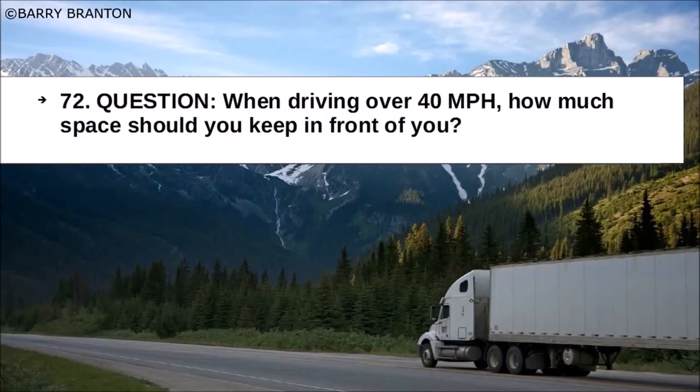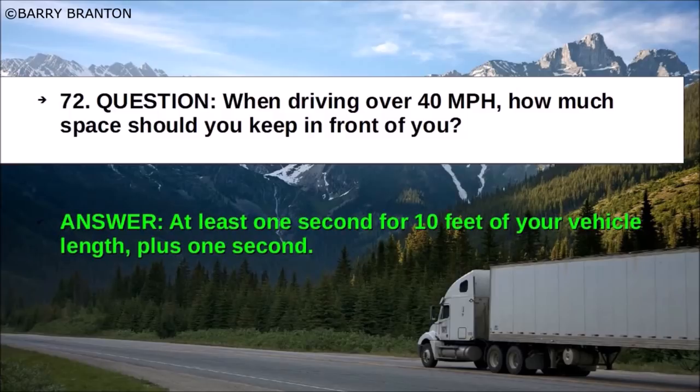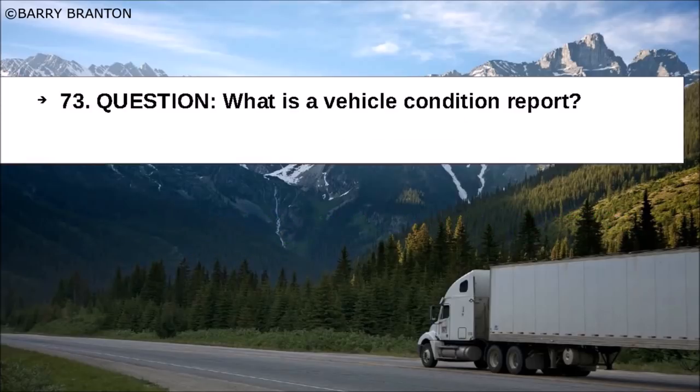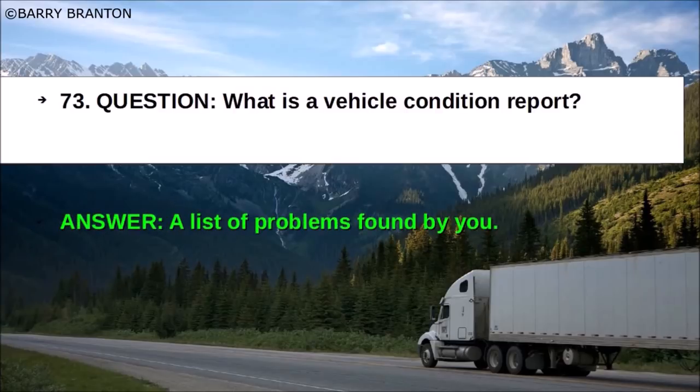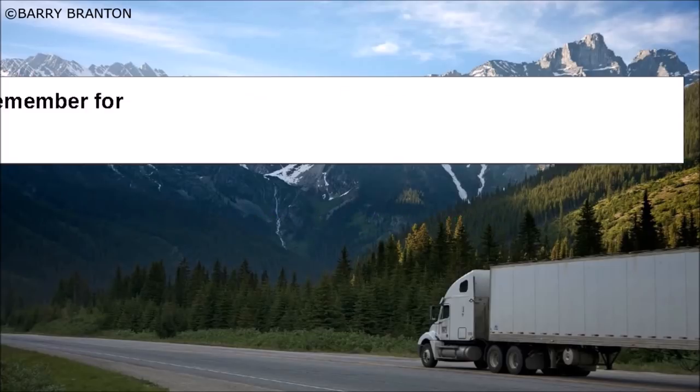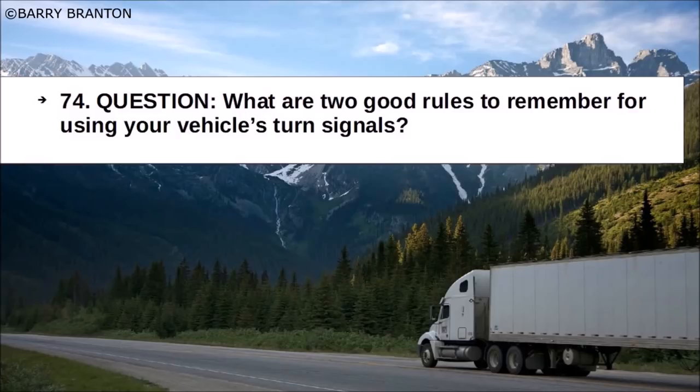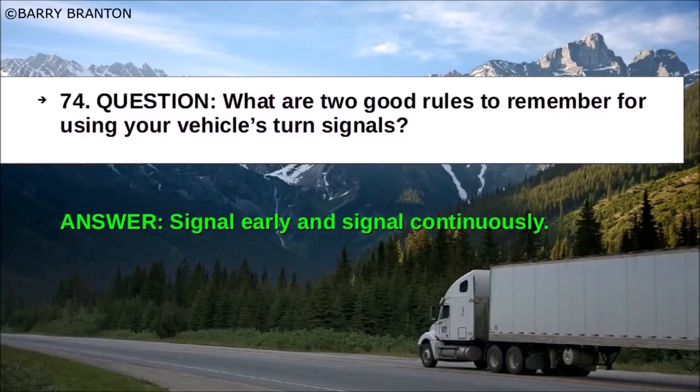When driving over 40 miles per hour, how much space should you keep in front of you? At least 1 second for every 10 feet of your vehicle length, plus 1 second. What is a vehicle condition report? A list of problems found by you. What are two good rules to remember for using your vehicle's turn signals? Signal early and signal continuously.